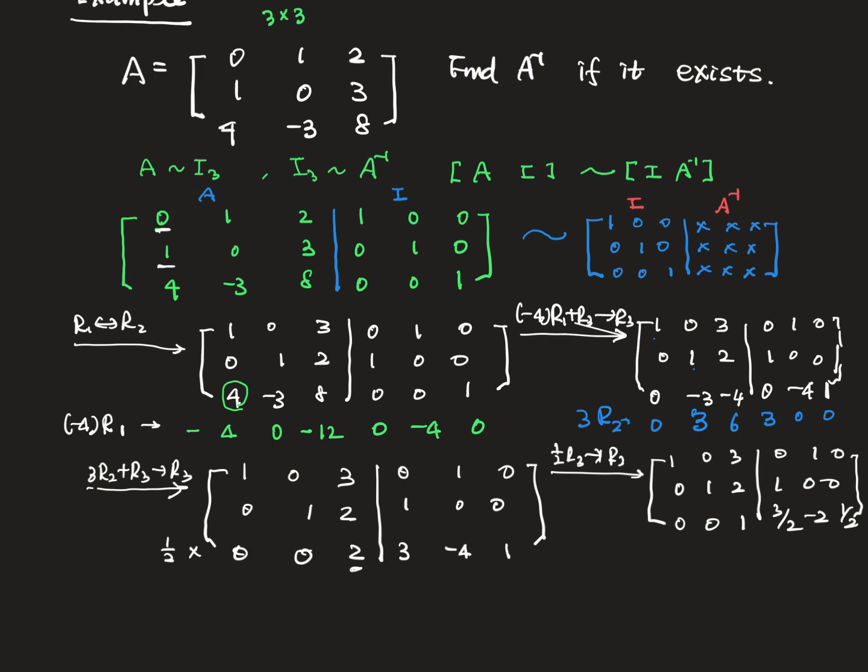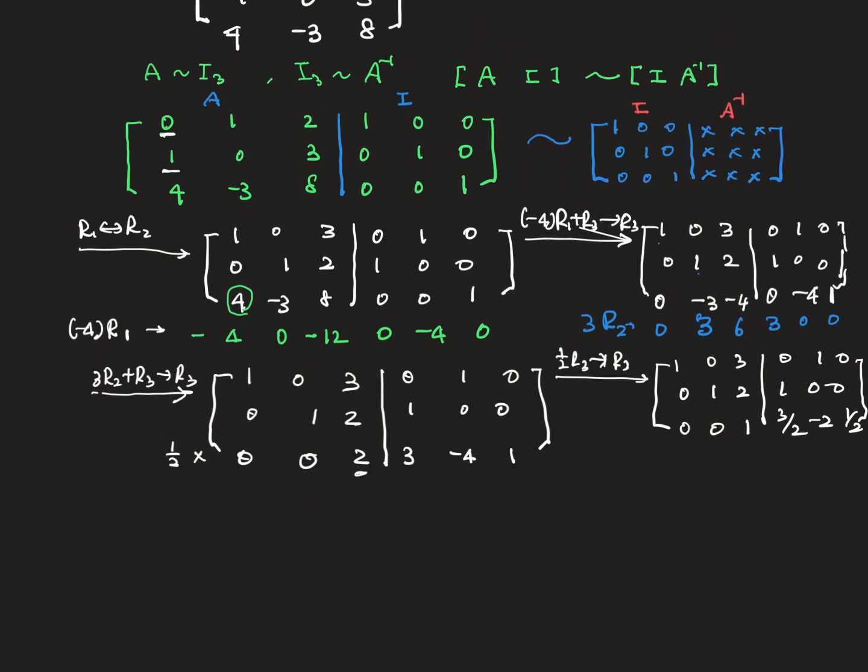Okay, what else do you have to do, guys? Let's do the row operations once. Look at this. What do you have to see, guys? This should be 0, right? So I'm going to say negative 2R3 plus R2 going to R2.